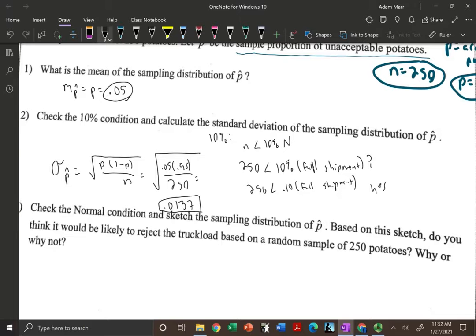Remember, it didn't say to interpret this, but the interpretation of the standard deviation of a sample proportion is the typical distance of each sample proportion to the true proportion. This measures the typical distance of each sample proportion to the true proportion.